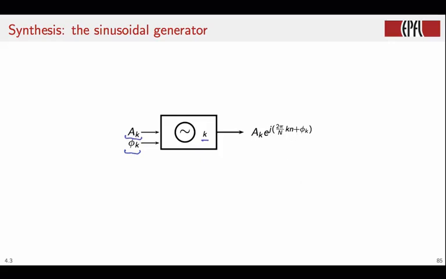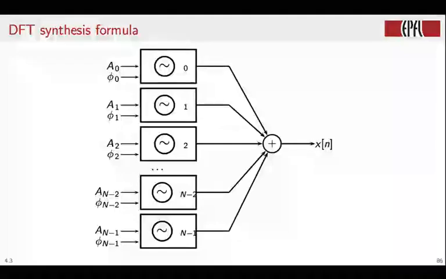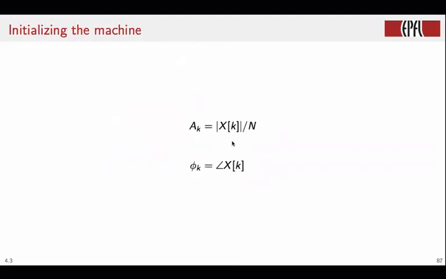So the DFT reconstruction formula can be drawn graphically like a machine composed of big N sinusoidal generators, each one of which will be initialized with a gain factor and with a phase factor. All their outputs will be summed together, and this will give us back the original signal. How do we initialize each one of these blocks? Well, the amplitude will be the amplitude of the corresponding Fourier analysis coefficient, normalized by big N, and the phase will be the phase of the corresponding Fourier analysis coefficient.